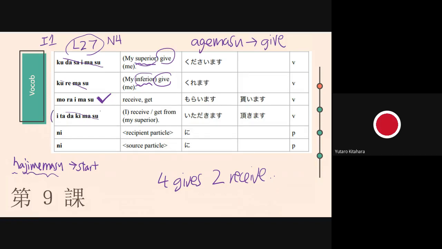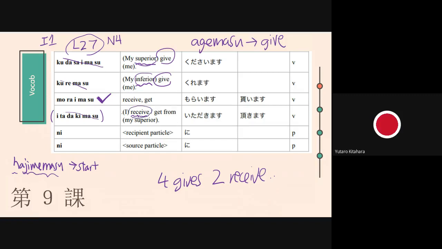You say it before you start eating. It means receive. So it's a bit like, in English they say grace, you know, a kind of thank you for the food. Yeah, when they receive the food. Itadakimasu is actually derived from the word receive.